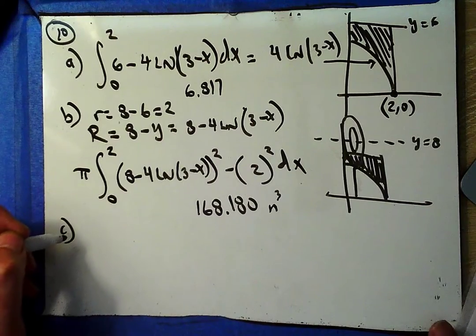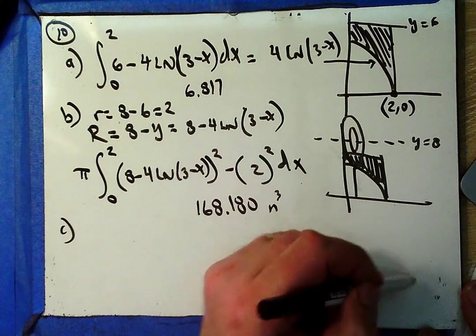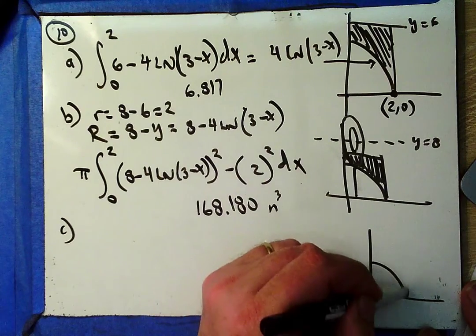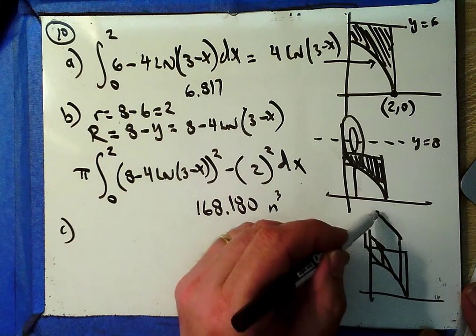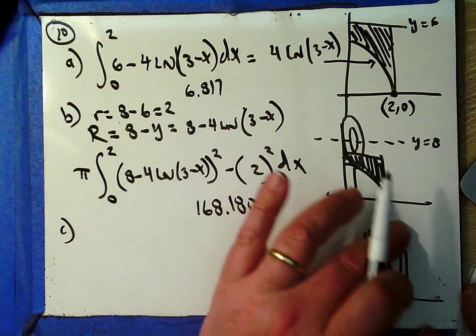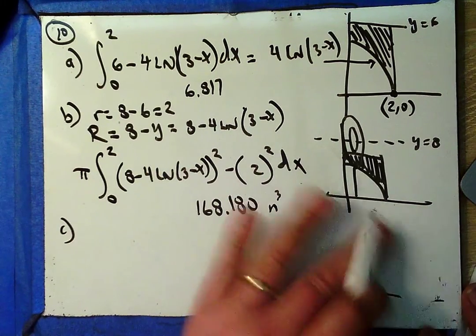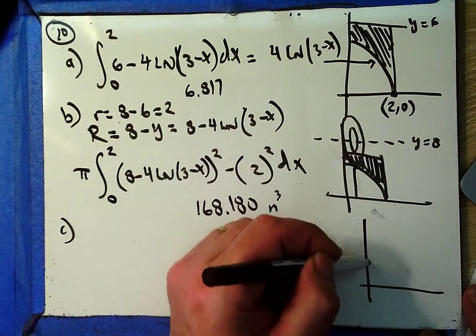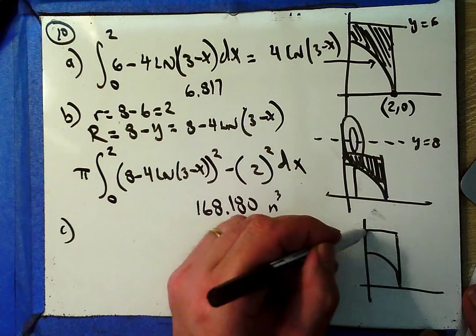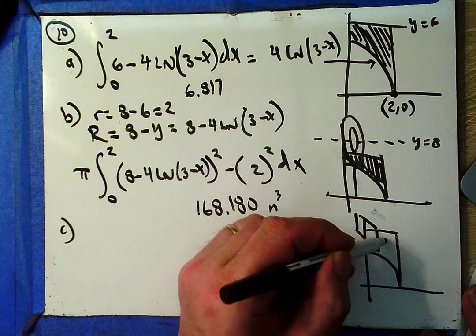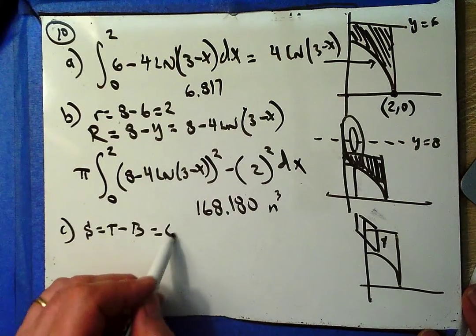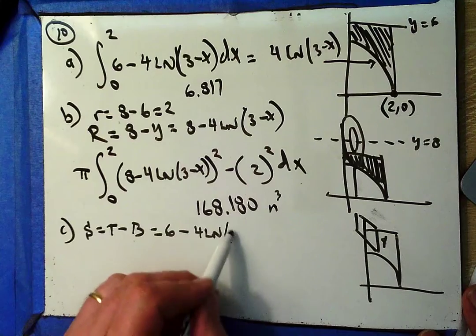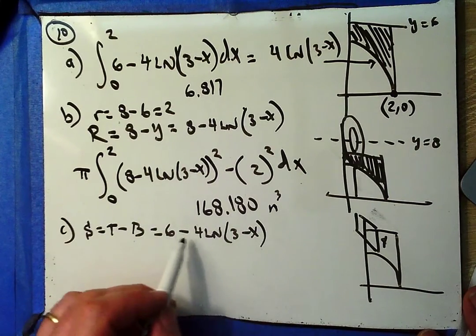10c asks us to consider cross-sections perpendicular to the x-axis that are squares. Okay, so same region, but this time we've got squares here. Those squares have a side length, and that side length is top minus bottom, which means 6 minus 4 ln 3 minus x. That's the side length, top minus bottom.